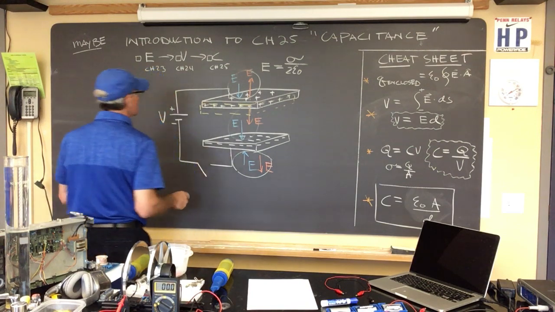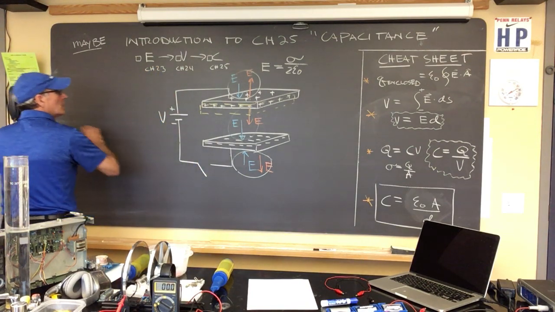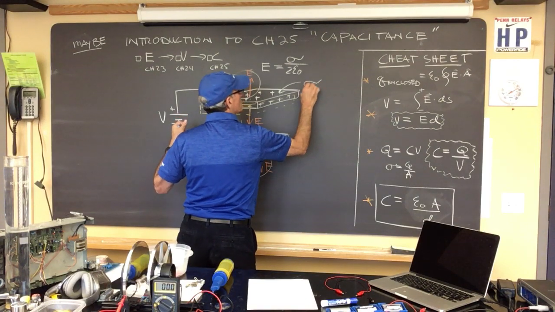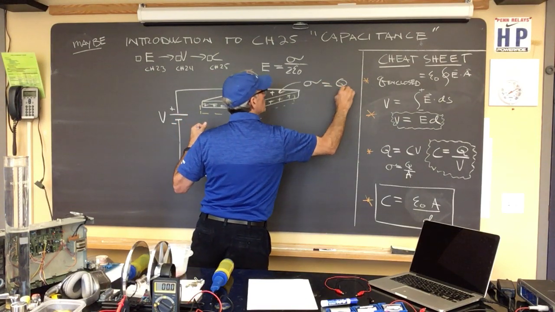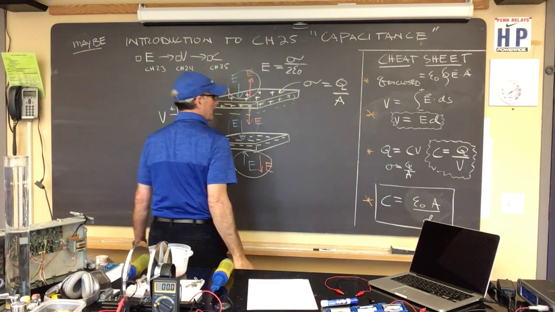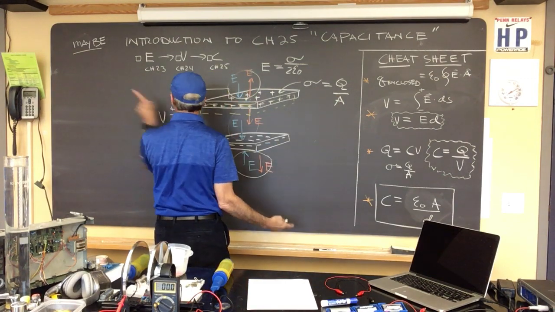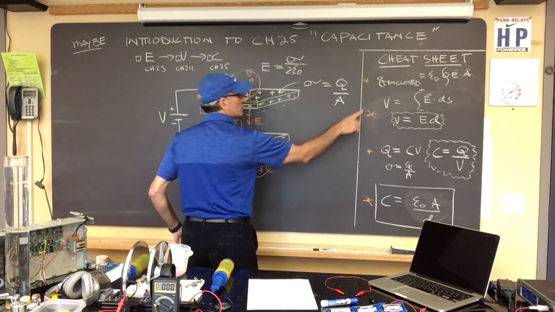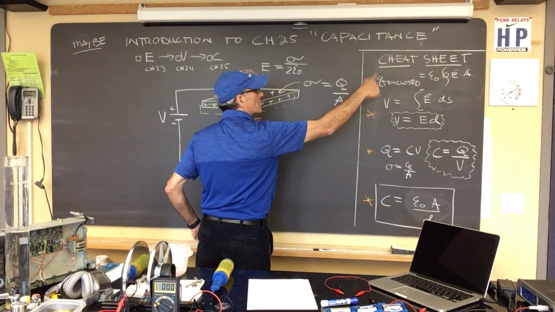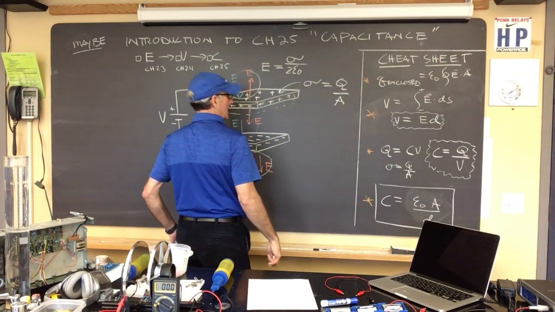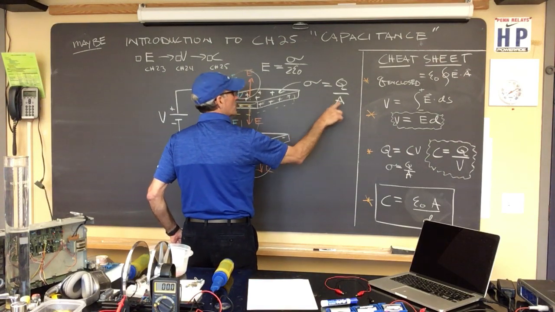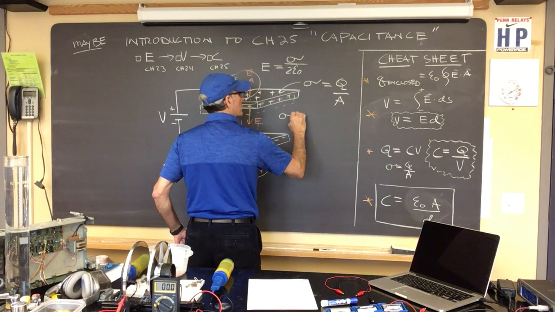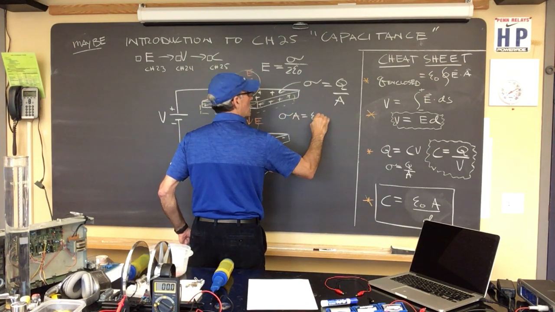So Q enclosed. Okay. Let's specify what we got here. We got surface charge density Q over A. And maybe I'll work on this side of the board. I was going to work over here, but let's work this side. So Q enclosed is equal to epsilon naught closed integral E dot dA. So the Q enclosed is going to be sigma A is equal to epsilon naught.